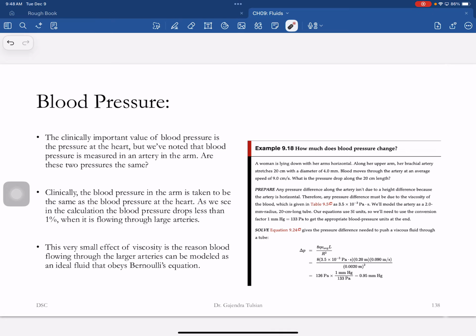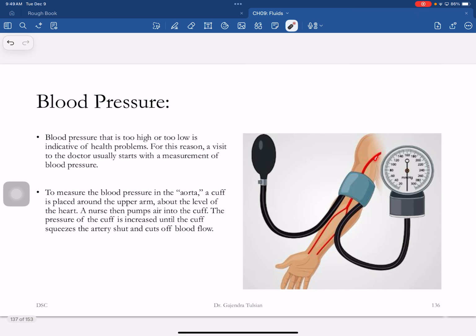So you put those numbers in. There's the viscosity of blood, there's the 8, there's the speed. There's the length, 20 meters, and the speed, 0.09 meters per second, and the radius squared. And you see this turns out to be 1 millimeter of mercury. So what this is saying is the blood pressure drop across the brachial artery is only 1 millimeter of mercury.